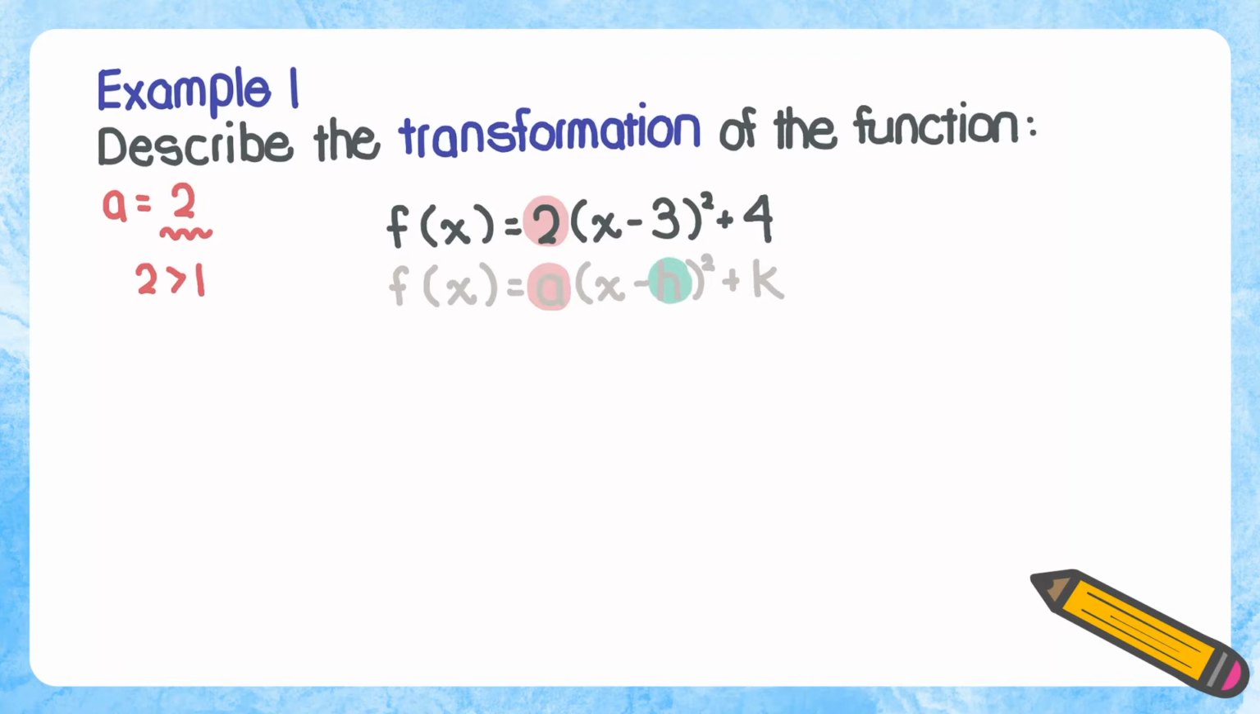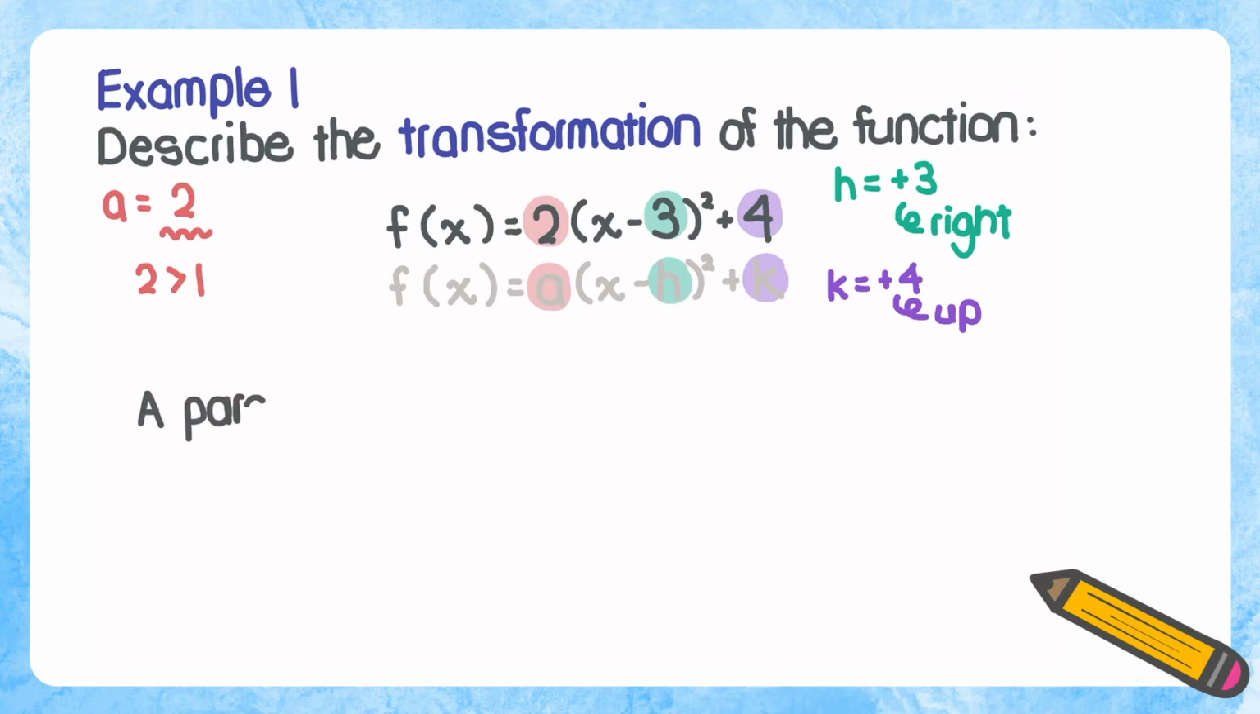And then h is replaced by 3. So h equals positive 3, which means we'll be moving to the right. And k is replaced by 4, so k equals positive 4. Since k is positive, we'll be moving up. So now that we identified a, h, and k, we can write our description.